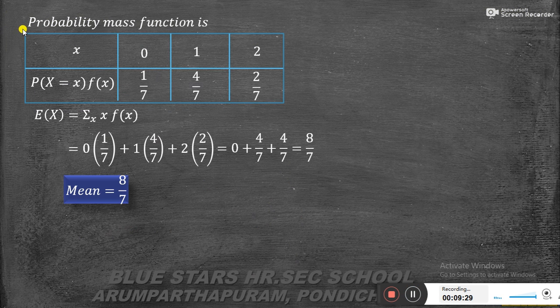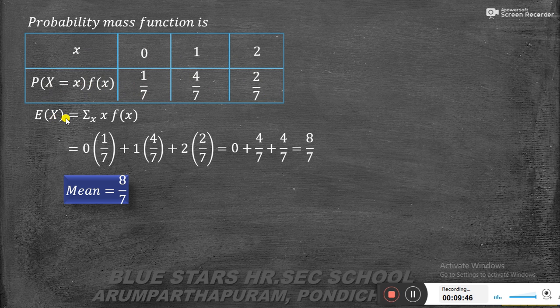So you see here the probability mass function. The probability mass function: x equal to 0, 1, 2. So probability of X equal to x, that means f of x, is 1 by 7, 4 by 7, 2 by 7.